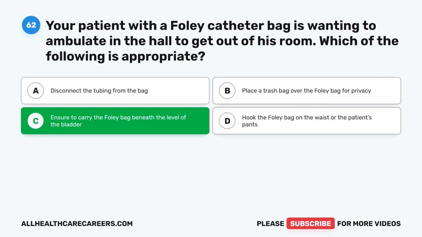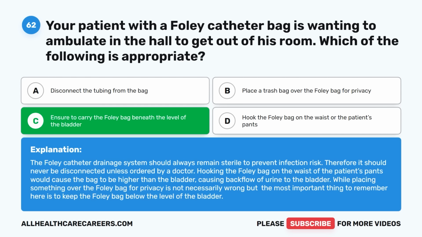Ensure to carry the Foley bag beneath the level of the bladder. The Foley catheter drainage system should always remain sterile to prevent infection risk. Therefore, it should never be disconnected unless ordered by a doctor. Hooking the Foley bag on the waist of the patient's pants would cause the bag to be higher than the bladder, causing backflow of urine to the bladder. While placing something over the Foley bag for privacy is not necessarily wrong, the most important thing to remember here is to keep the Foley bag below the level of the bladder.